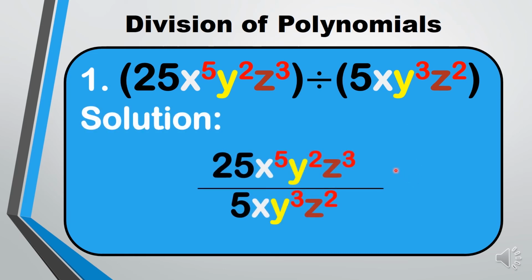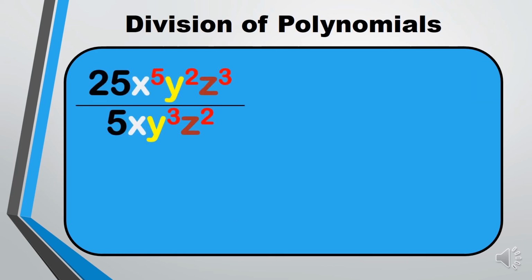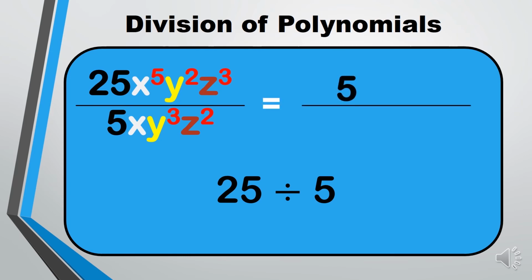In this example, the first thing that we need to do is to divide its numerical coefficient. 25 divided by 5 is equal to 5. Now let's have x to the 5th power and x. According to the quotient rule, we need to subtract its exponents. So 5 minus 1 is equal to 4. And the answer is x raised to the 4th power.